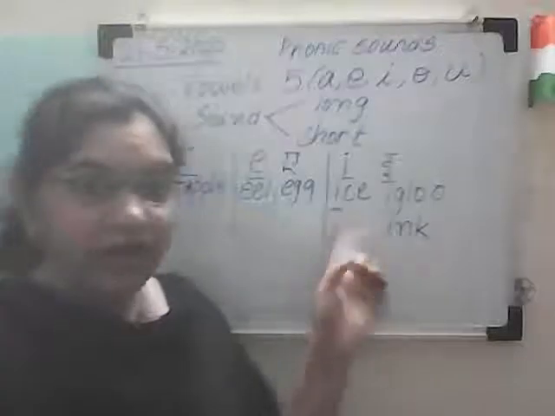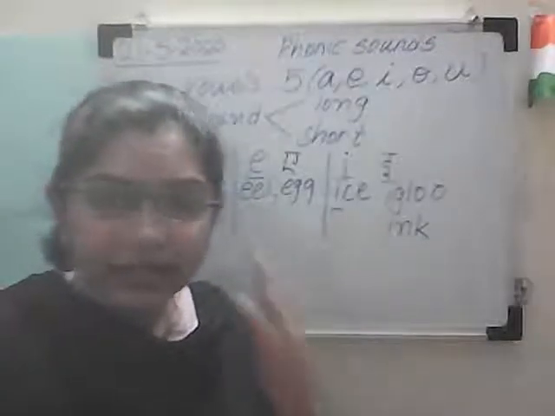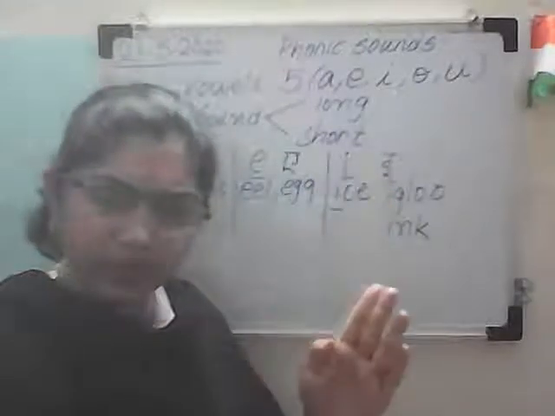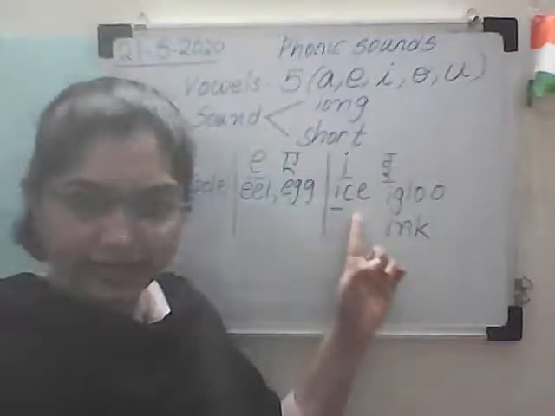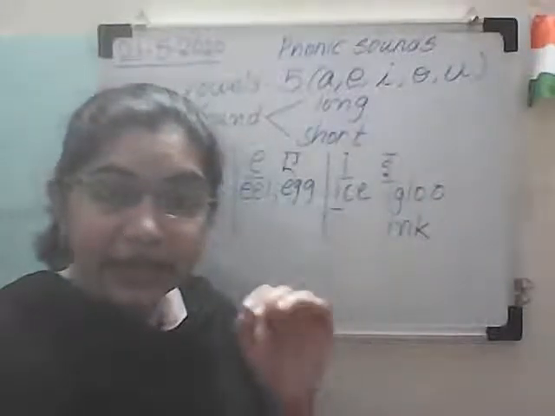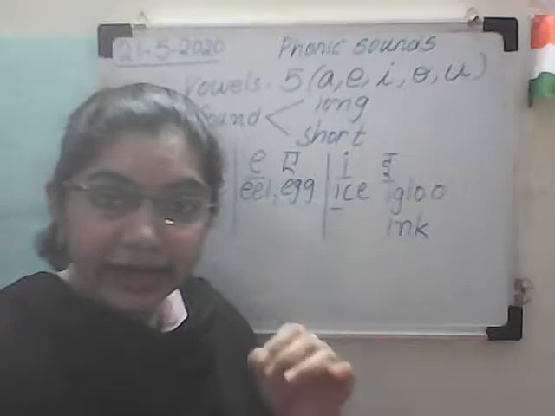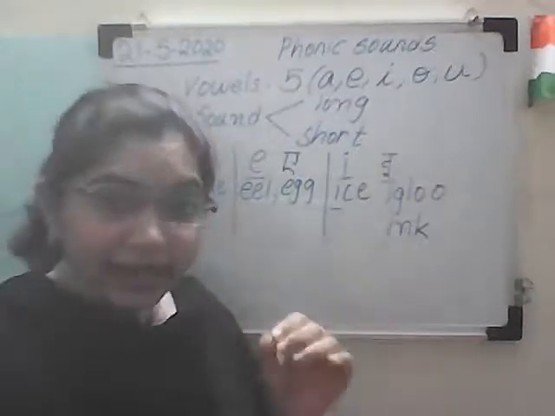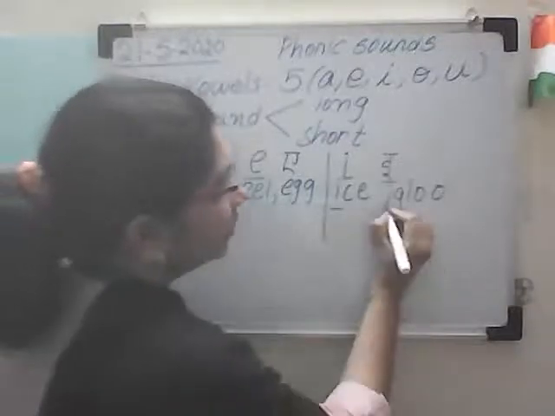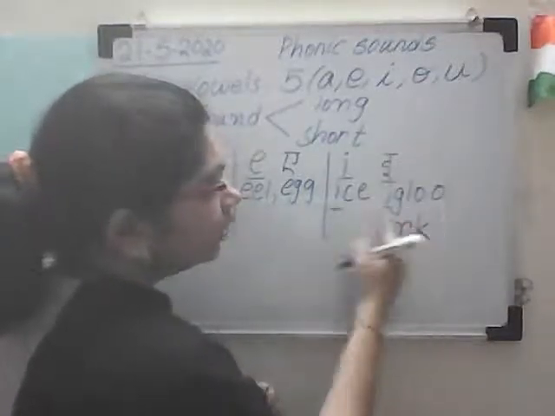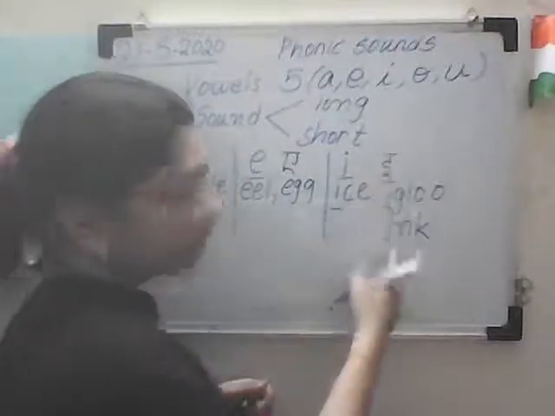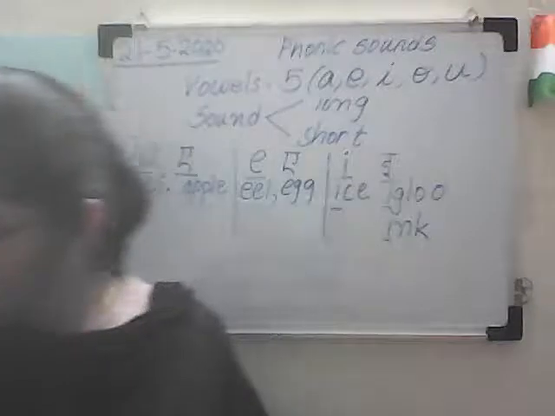Listen carefully. Long vowel sound for I is I only, like in ice. And short vowel sound for I is E. Igloo, ink. E for igloo, E for ink. Some more words I have.